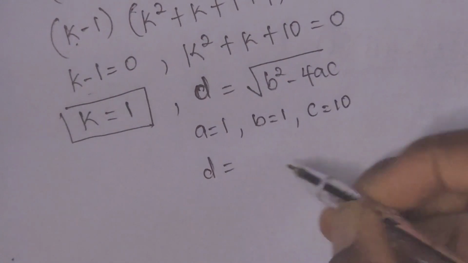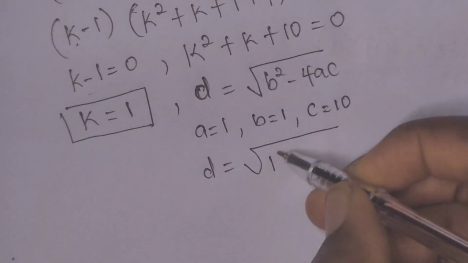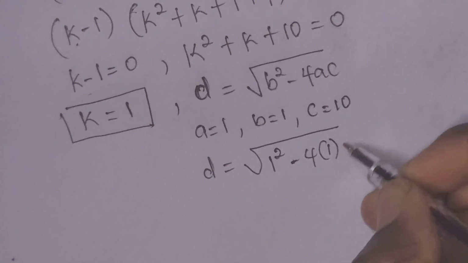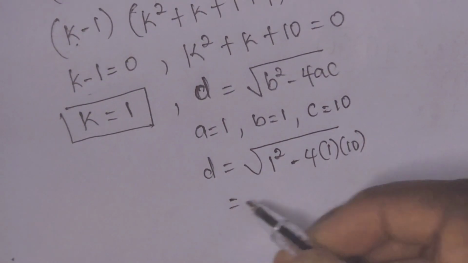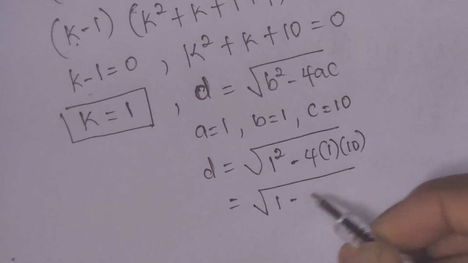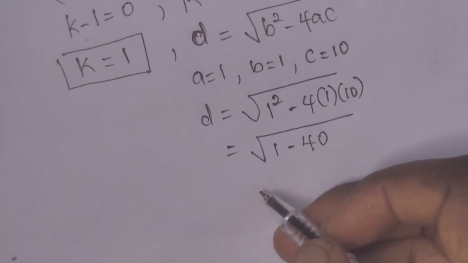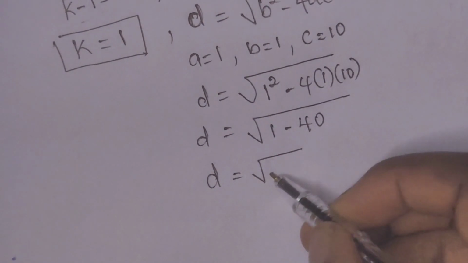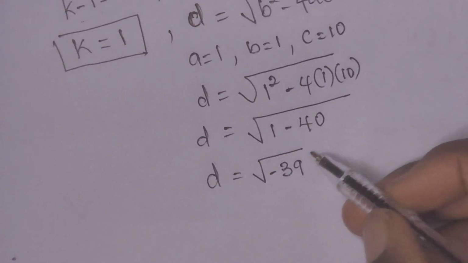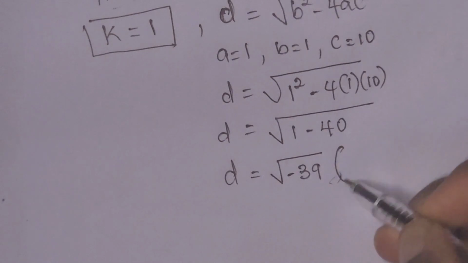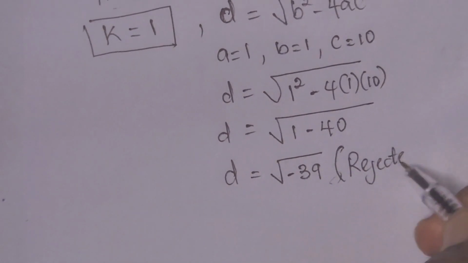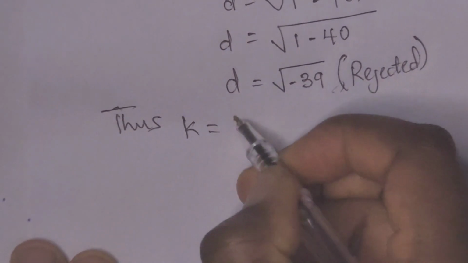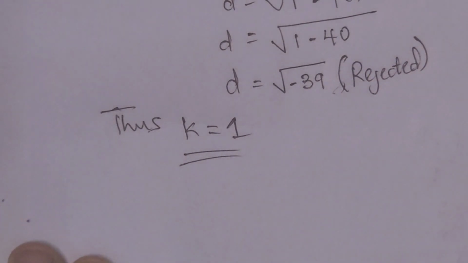So our d will be equal to 1 squared minus 4 times 1 times 10. So this is equal to the square root of 1 minus 40. So our d is equal to root minus 39. So this is rejected. Thus our k is equal to 1. So we'll be working with this value.